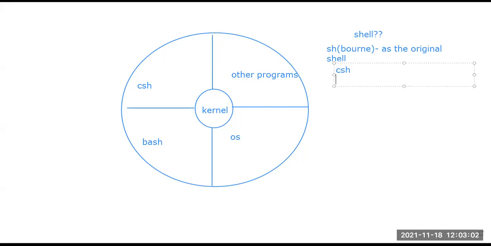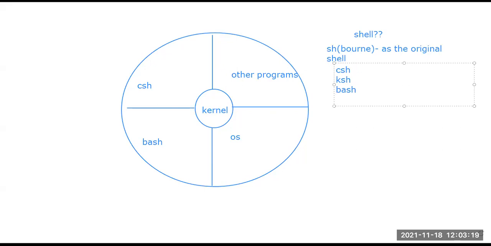Next, there is another term called KSH. Next, there is another term, bash. So these are the several shell file names that are present under the part of shell programming.